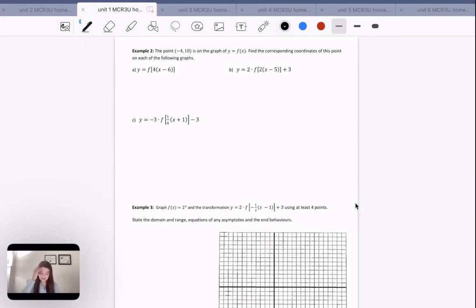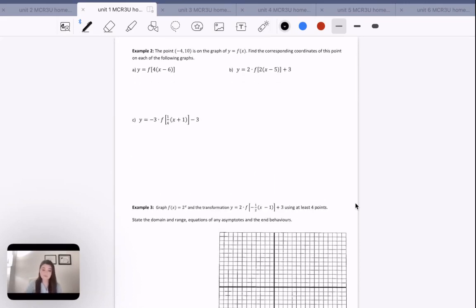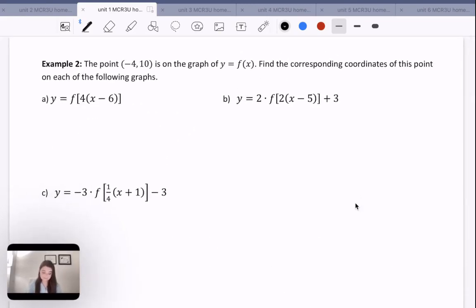I want to go through today if we have a certain point on a graph, how we could find the transformed point, and also how we could actually graph a sample parent function as well, which is the exponential function. So that's what we're going to be learning today. Okay, so let's start with example 2.